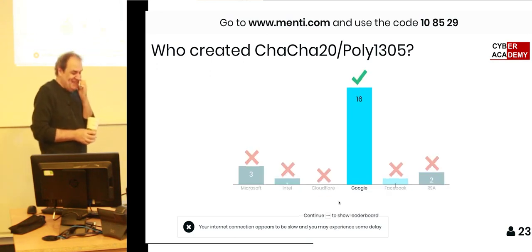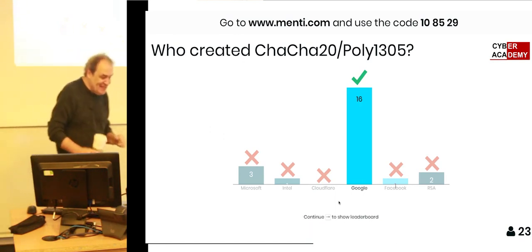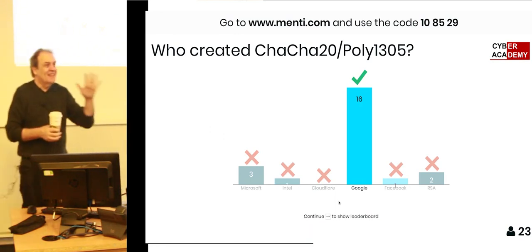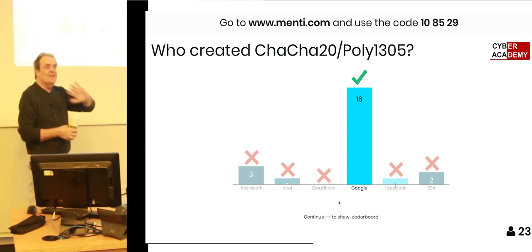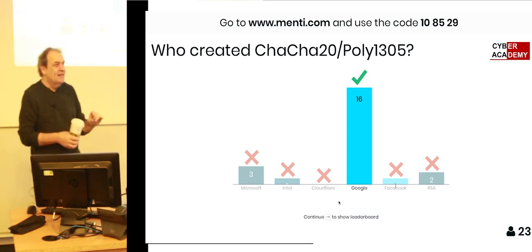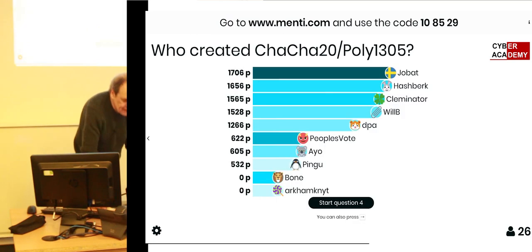Yeah, good. You were listening to that one. It was Google who created it, and they're flogging it like anything because they can, because they have 80% or so of the browser market, so they can push browsers to support their crypto. So let's see who got that one right.